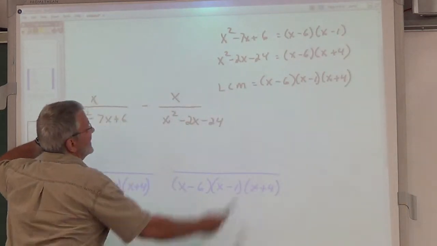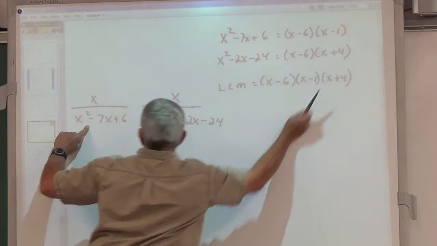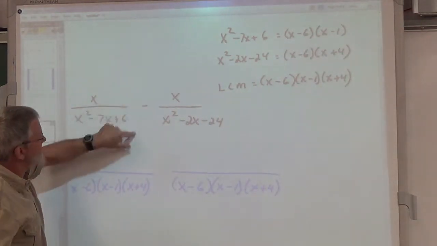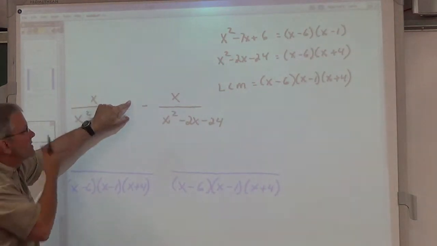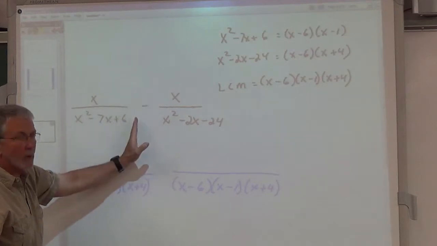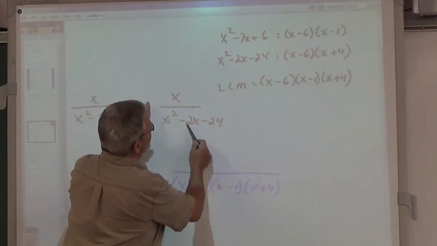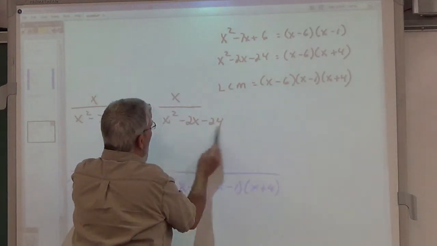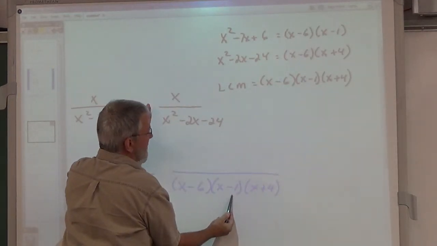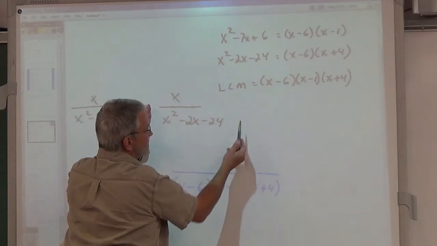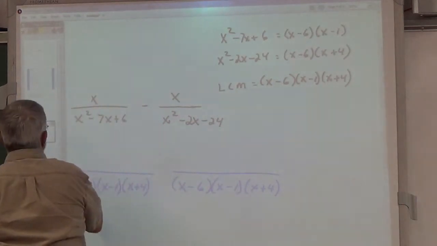Well, this guy here, this x minus 6, x minus 1, looks like I need an x plus 4. So I'm going to multiply this fraction by x plus 4 over x plus 4. What does this guy have? Well, this guy here is x minus 6, x plus 4. Looks like I need an x minus 1, so I'm going to multiply this by x minus 1 over x minus 1. And I do that in the next slide.